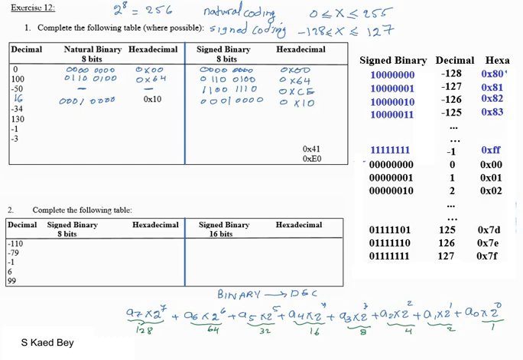Let's take now the negative 34. If we do the absolute, the number 34 is actually 32 and another 2. So the binary representation is 0, 0, 1 (32), 0 (16), 0 (8), 0 (4), 1 (2), and 0 (1).